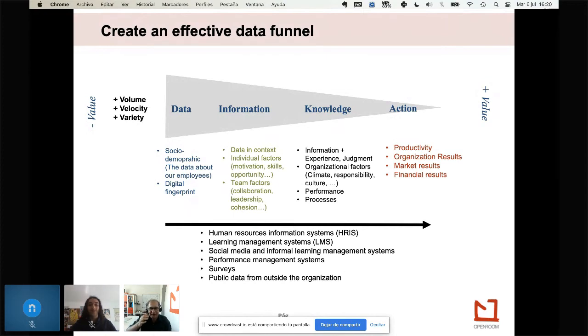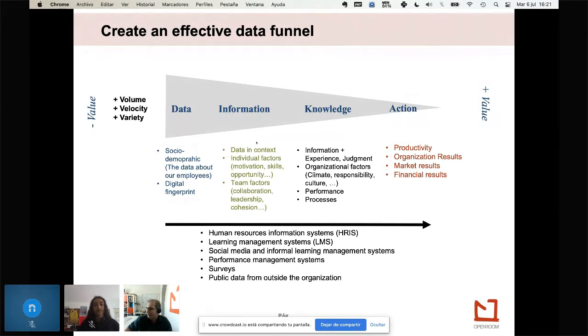funnel, effective funnel, just to find out where we are in this data and HR data. We do have a lot of data in companies, and there's more volume, more velocity, and more variety than ever before. Not only because we have the socio-demographic data of our employees, but because we have the digital fingerprint that they leave in our system and outside our system. So we have a lot of data, but in order to get some value from it, we need to put it in context, and that's when we get information.